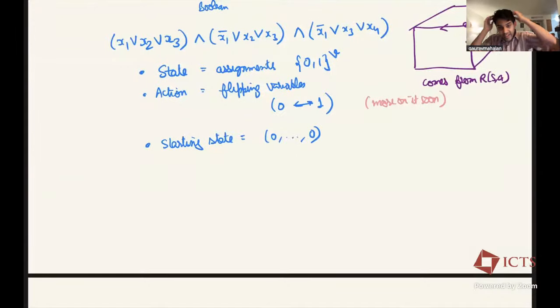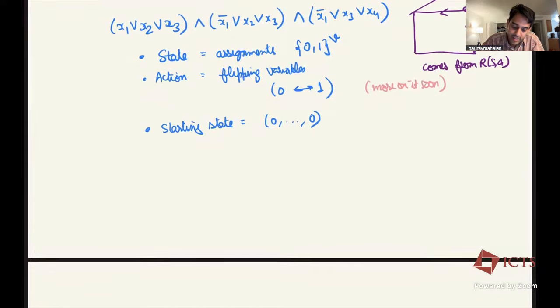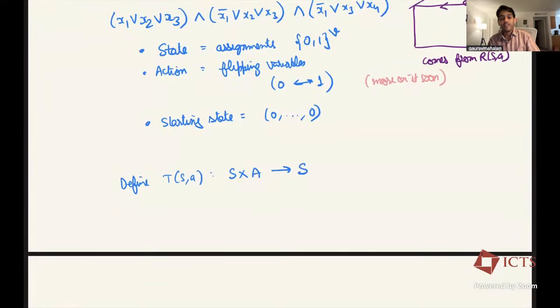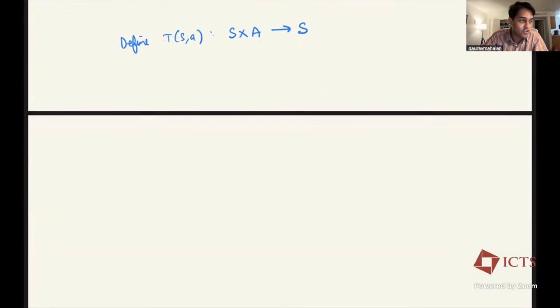Okay, so now I'm going to define the transition function and action together. It's going to make sense because it's just a game, right? So let me define the transition function and what action is. The transition function takes in a state and an action and gives you some other state, and it's deterministic in my case. Okay, so what do we have?